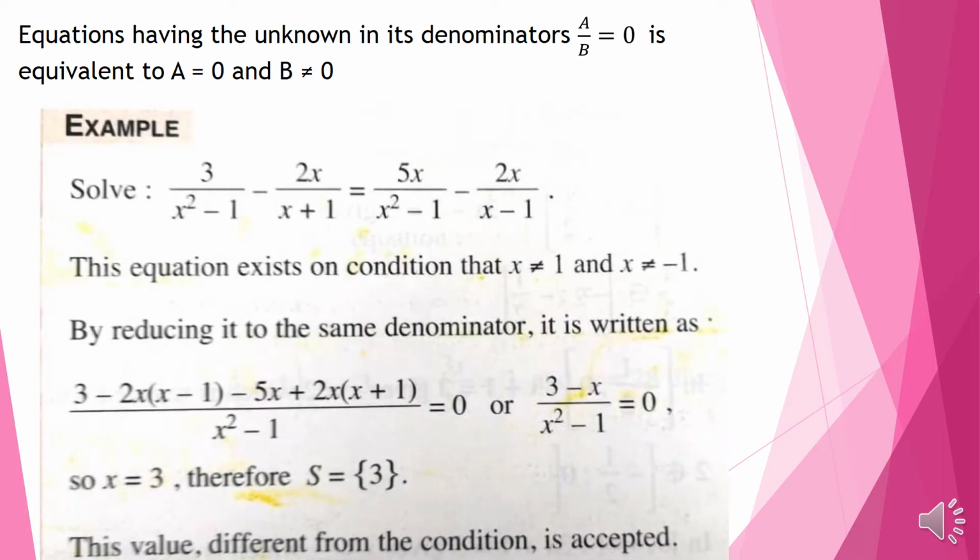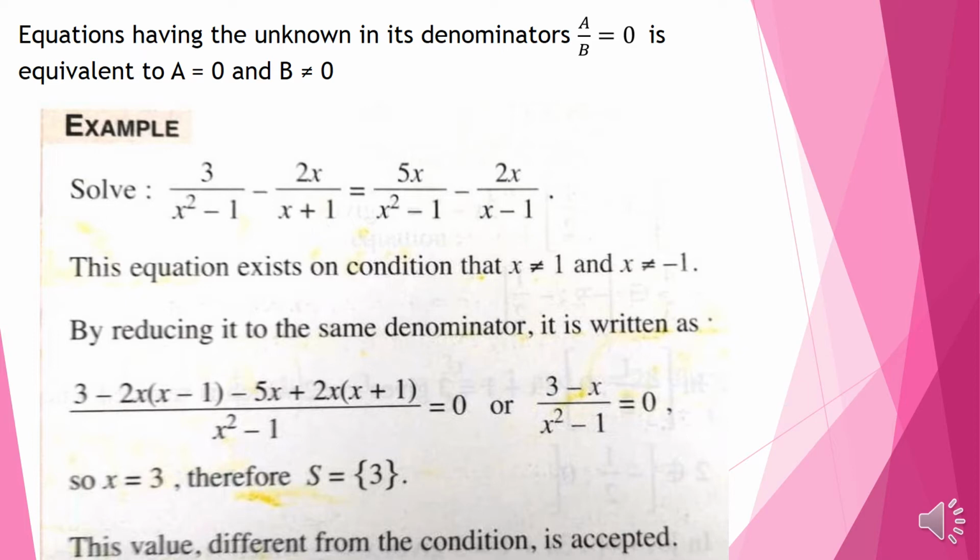Example, to solve this equation, as you see, this equation takes the form with the unknown in the denominator and the numerator. First, we have to change this equation to the form a over b equals 0. This equation should satisfy the condition x plus 1 does not equal 0 and x minus 1 does not equal 0. So x does not equal minus 1 and x does not equal 1.